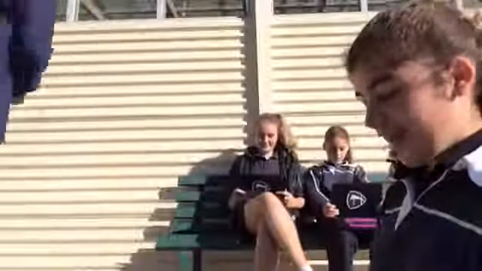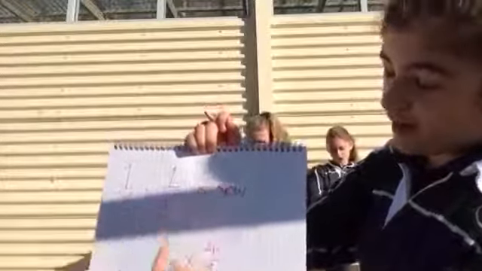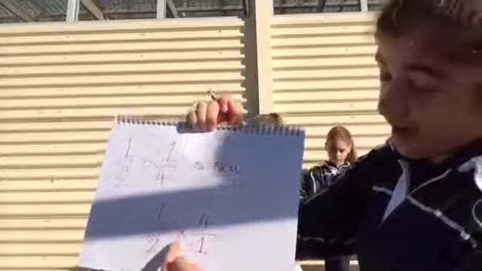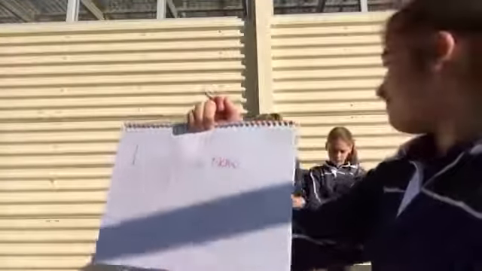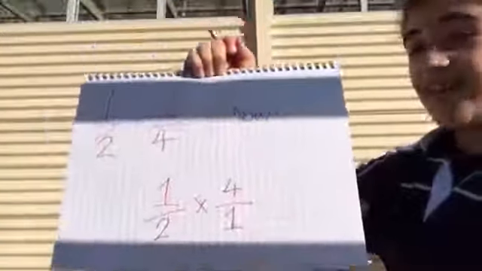Okay, so this is how you do it. Instead of having a half divided by a quarter, you do a half times 4 ones. What do you do that for? Multiplication is the opposite of division. That's why you do it.